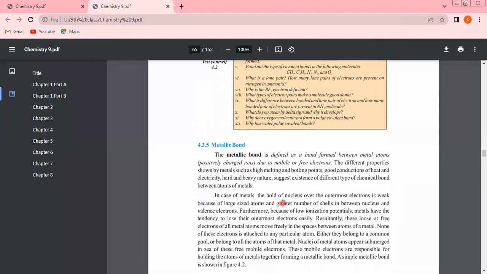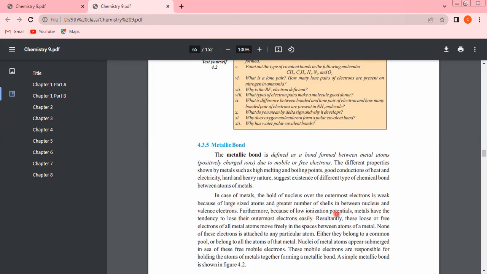The metallic bond is defined as a bond formed between positively charged metal ions due to mobile, free electrons. The different properties shown by metals, such as high melting and boiling points, good conduction of heat and electricity, and hard and heavy nature, suggest a different type of chemical bond between atoms of metals. In case of metals, the hold of the nucleus over the outermost electrons is weak because of large atomic size and a greater number of shells between the nucleus and valence electrons.